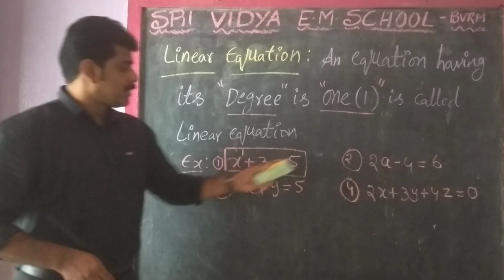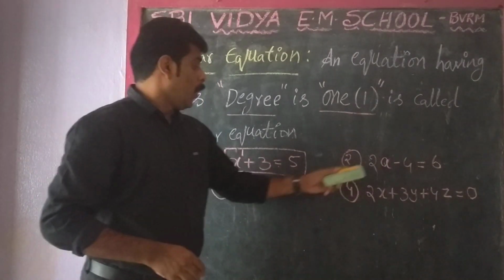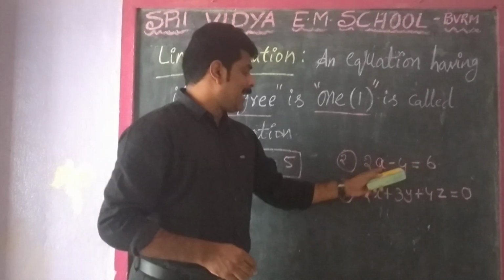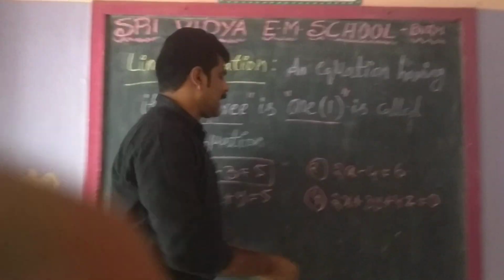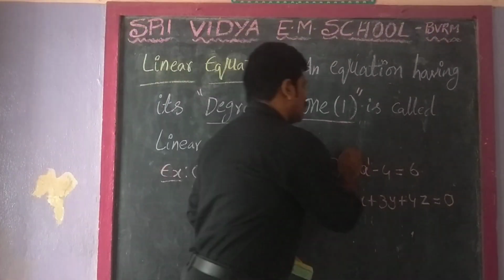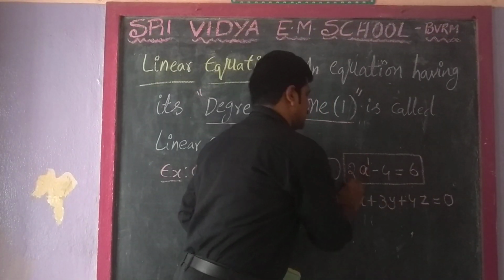Then comes the second one. 2a minus 4 is equal to 6. Here the variable is a. Its degree is 1. Then it is also a linear equation.